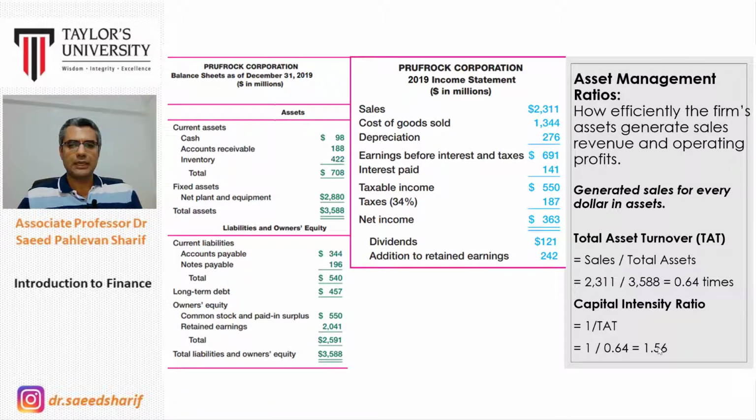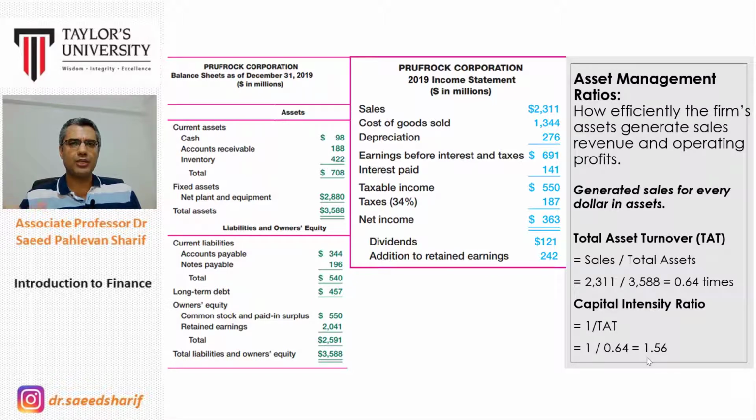And now we can compute the capital intensity ratio. We just divide 1 by total asset turnover, and we get 1.56. Actually, what we did is we just flipped this over, right? We flipped this 0.64 over, and we get 1.56. So it takes $1.56 in assets to create $1 in sales, right? So to create $1 in sales, we need $1.56 in assets.